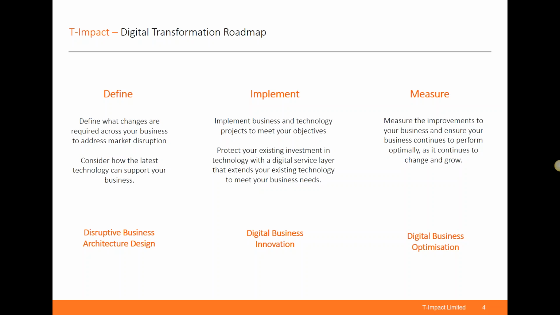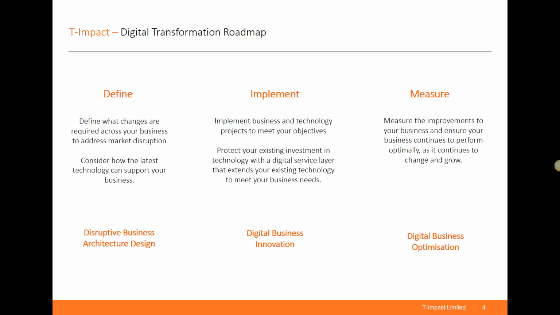Firstly, you need to define the changes that you require in your organization to meet your future vision, and identify how technology can support that. So that's about understanding how your business works today and how you want it to work in the future, and what technology you need to put over the top of that to make that a success. And we call that disruptive business architecture.